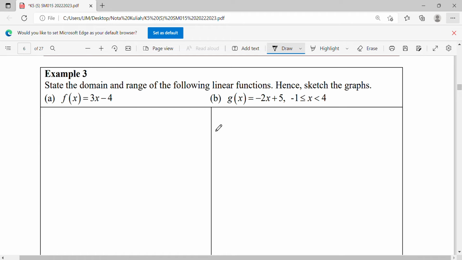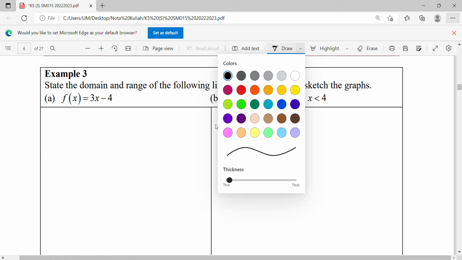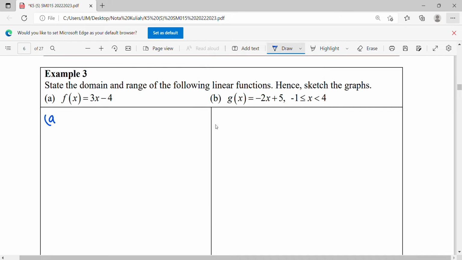Number 3, state the domain and range for the following function. Hence, sketch the graph. So for question A, linear. Before we sketch the graph, we must know its domain and range. Sebab domain and range, dia akan baca nilai x dia di mana, nilai y dia di mana. So for this function, 3x minus 4, linear function, where x is power to 1 only, the domain of the function will go from negative infinity to infinity. Dia tak ada limit.